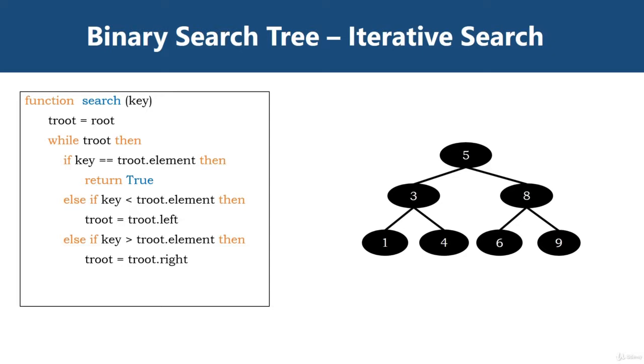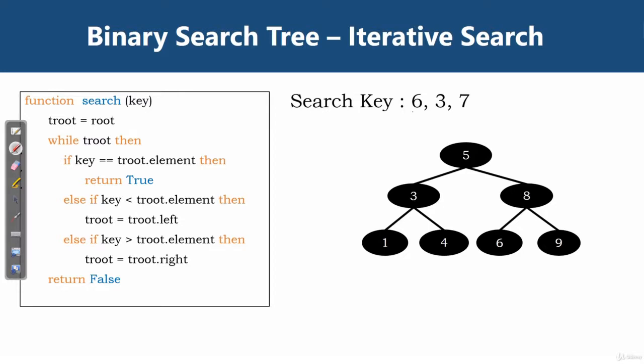Then the while loop will terminate without finding the element. In this case, we will return false, that is, we have not found the element. So this is how the search function works. We will take an example and I will trace this function to have a clear understanding of its working.